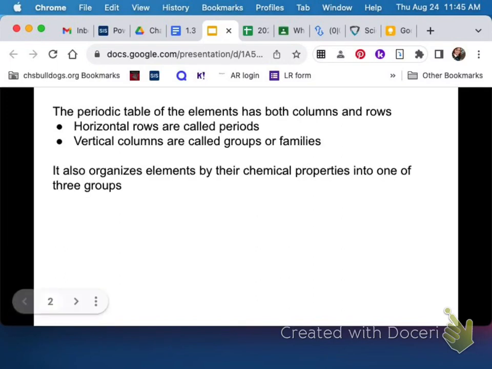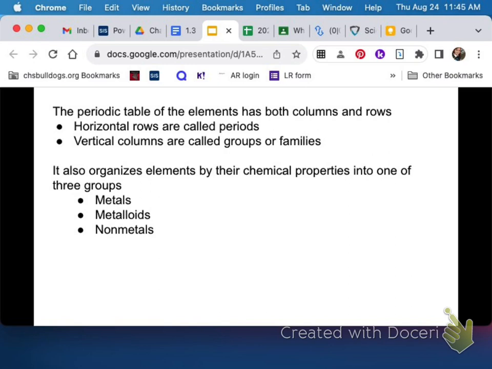In addition to having columns and rows, they also organize elements by their chemical properties, and they put them into one of 3 groups based on their chemical properties. They're either going to call them a metal, a metalloid, or a non-metal. And there are different regions on the periodic table where you will find most metals located, most nonmetals located, and where the metalloids are located, which, as you might imagine based on the name, is sort of the bridge between metals and nonmetals.